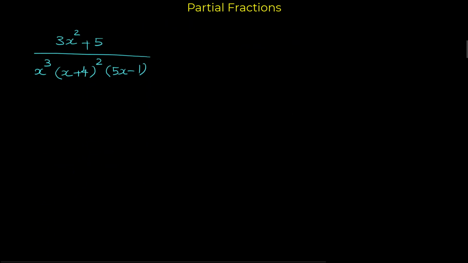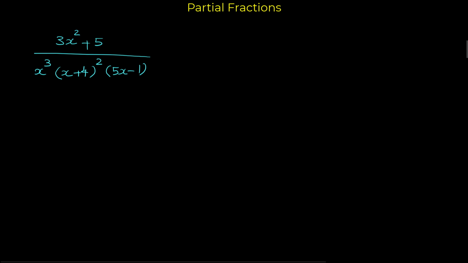Let's move to the next example. 3x squared plus 5 over x to the power of 3 times x plus 4 to the power of 2 times 5x minus 1. Note that here 5x minus 1 is to the power of 1. But x plus 4 is raised to the power of 2, so it is repeated. And attention, x to the 3 is basically x, which is a linear factor, raised to the power of 3. So it is repeated 3 times.